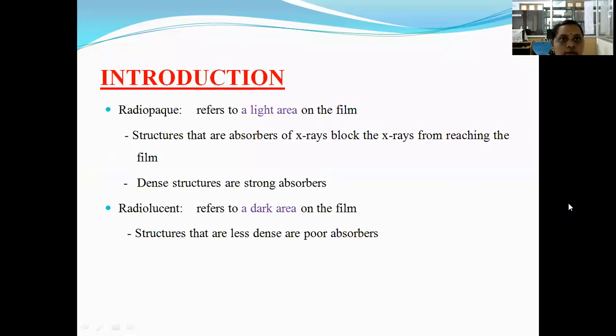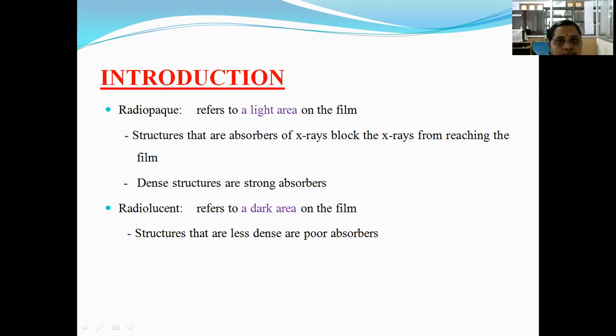So starting with introduction, we know that in the radiograph, the structures will appear very opaque and very lucid. So what are the structures that appear very opaque and which structures will appear very lucid? The reason for that is explained in this step.